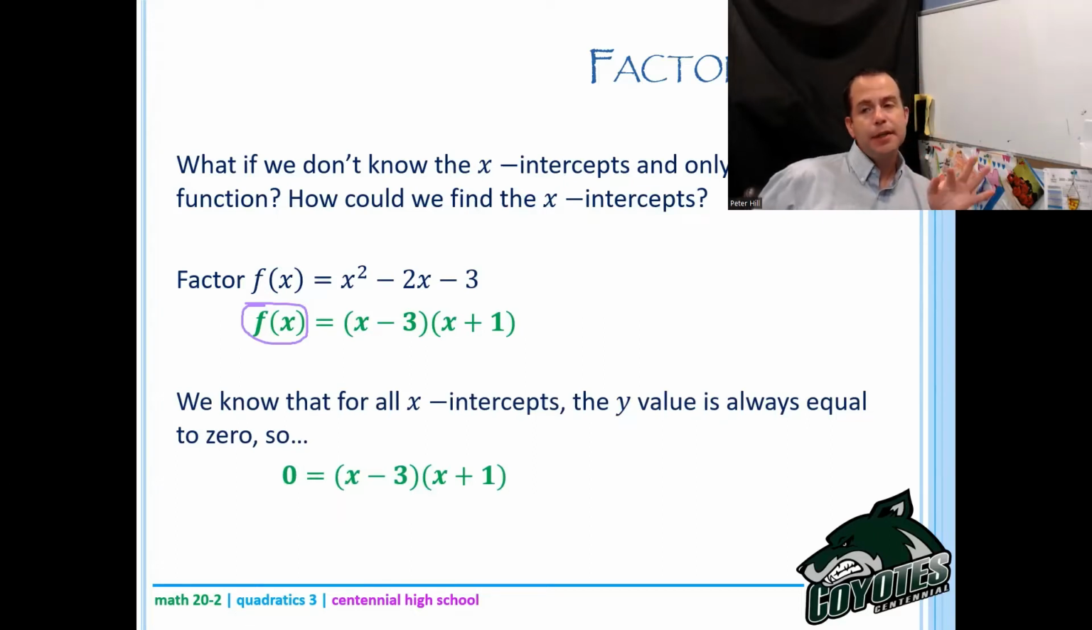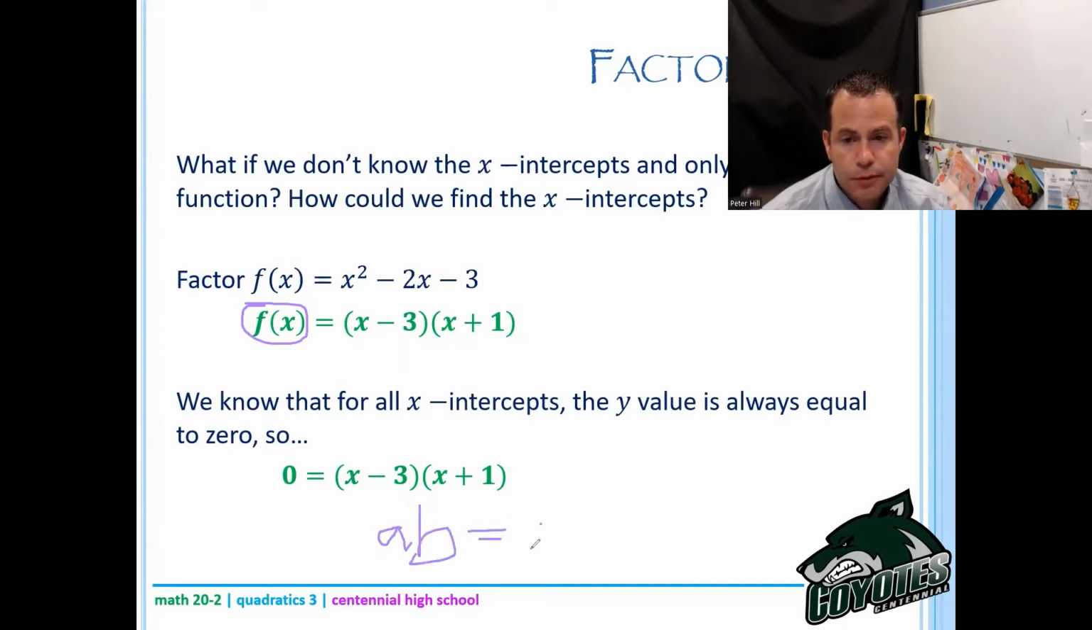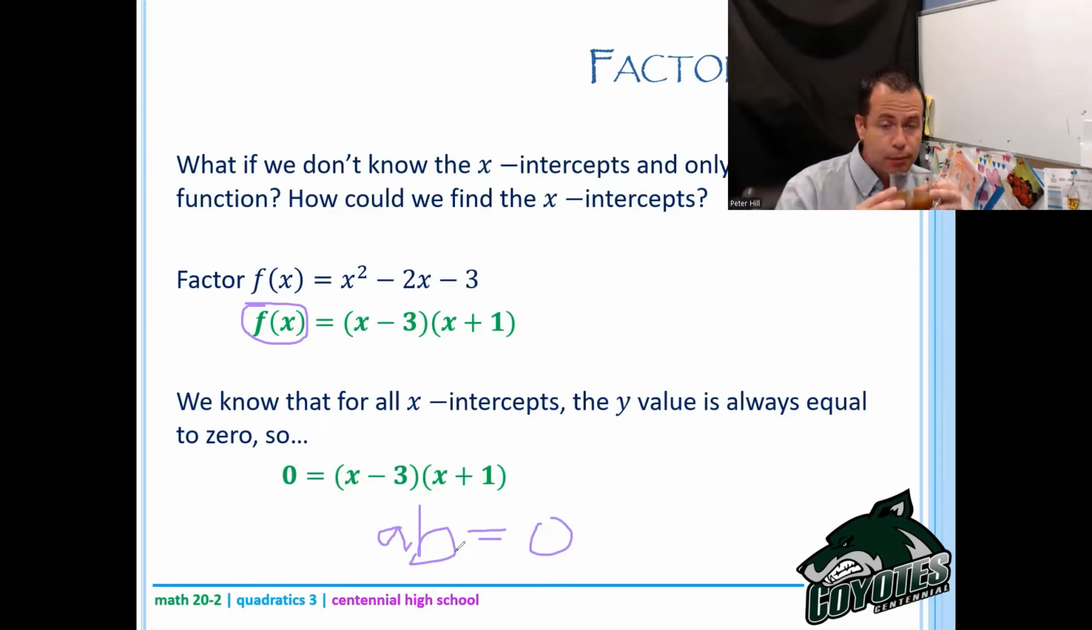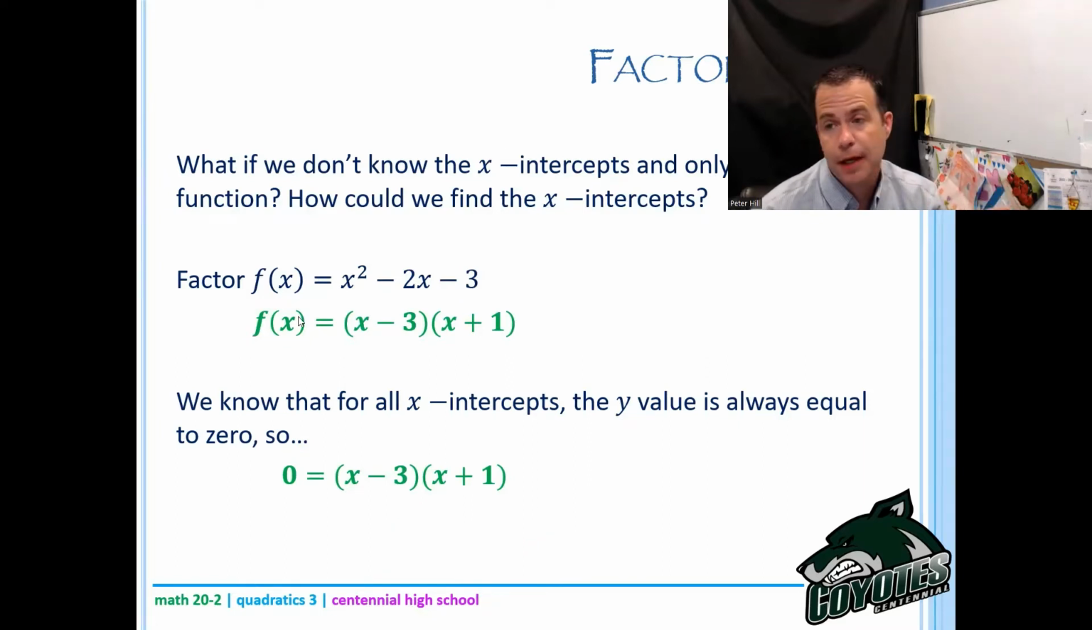Well, if something times something equals 0, let me just write this out for a sec. If A times B equals 0, doesn't that mean that either A has to be 0 or B has to be 0? One of them has to be 0 in order to multiply by 0 and get 0. This is called the zero product principle. When you have two numbers being multiplied together to get 0, at least one of them has to be 0.